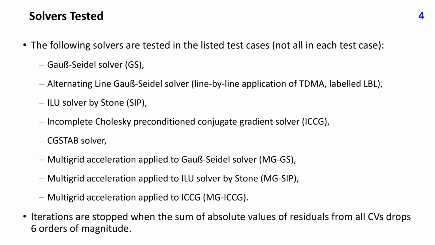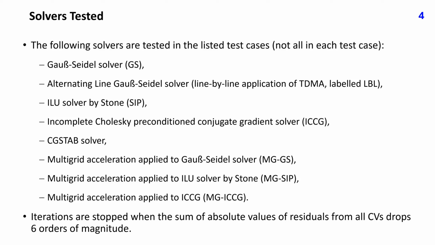8 solvers are tested, not all in each test case. Gauss-Seidel solver, labeled GS, alternating line Gauss-Seidel solver, that is, line-by-line application of the direct solver for 3 diagonal matrices, TDMA, along one grid line, labeled LBL. ILU solver by Stone, labeled SIP.